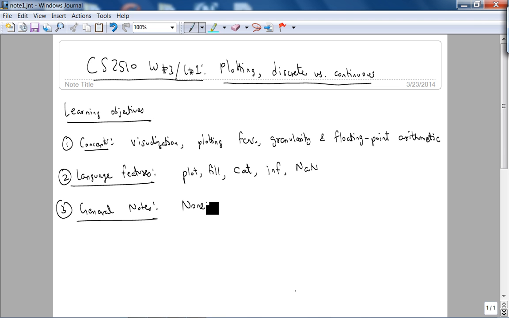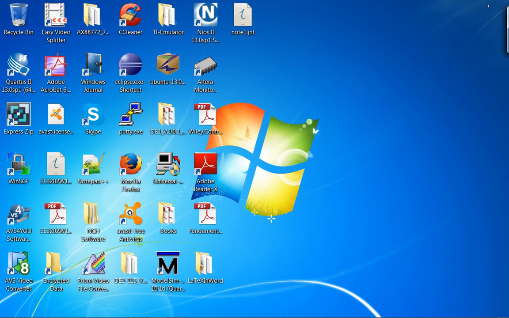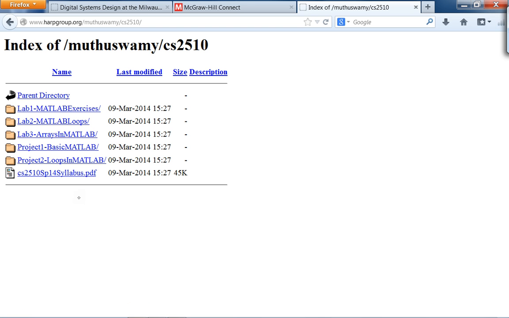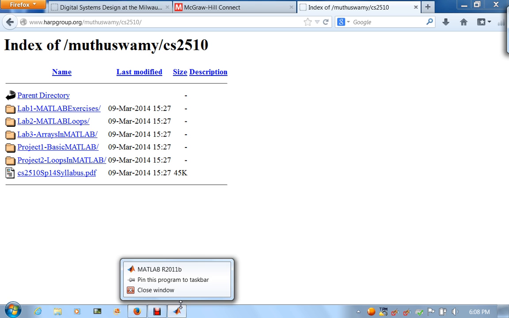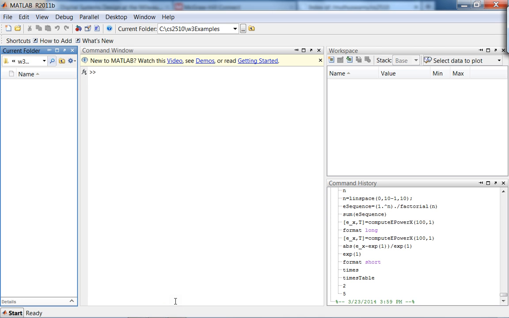So there's not much writing, okay? What I'm going to do though is post the sample code that I go over under the CS2510 folder on my website. So getting into MATLAB, let me get comfortable here.